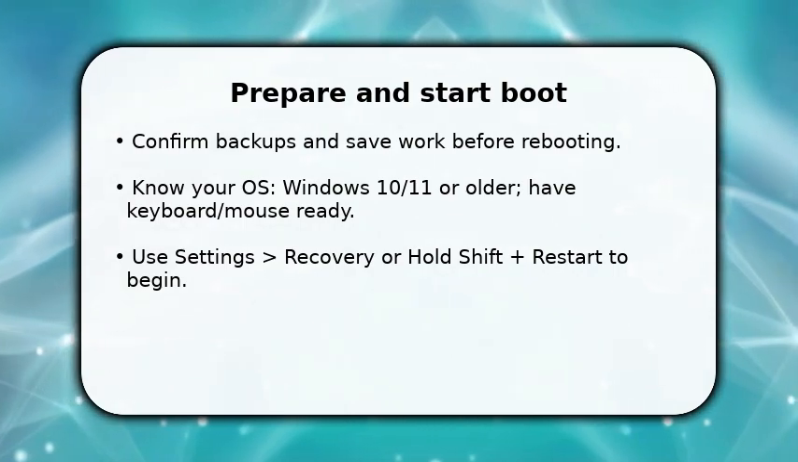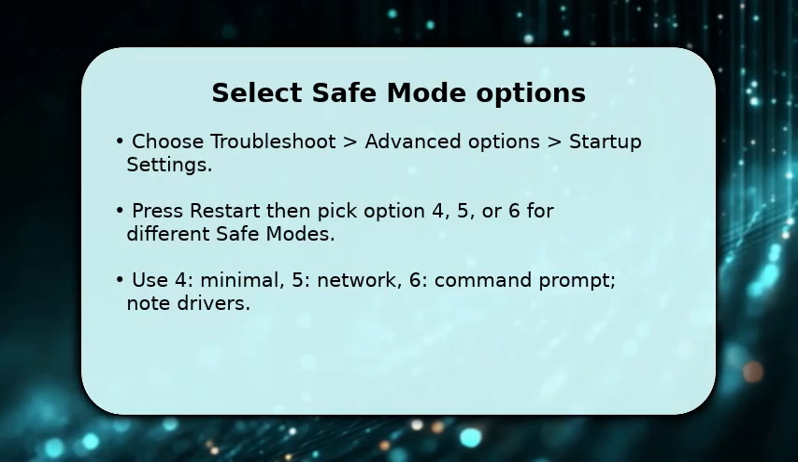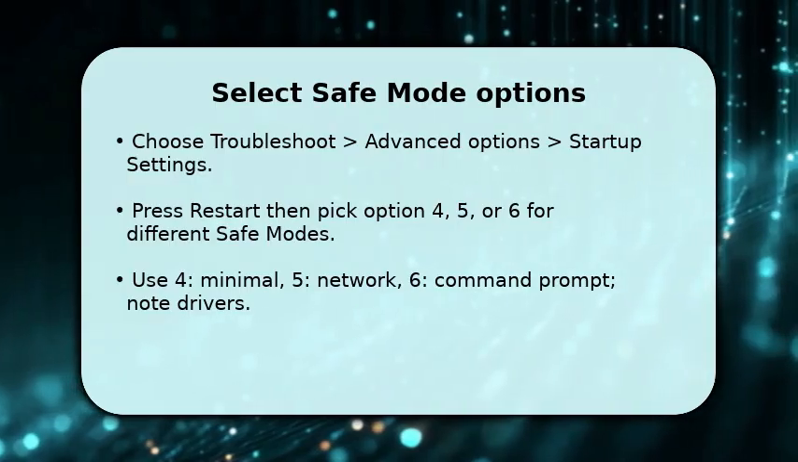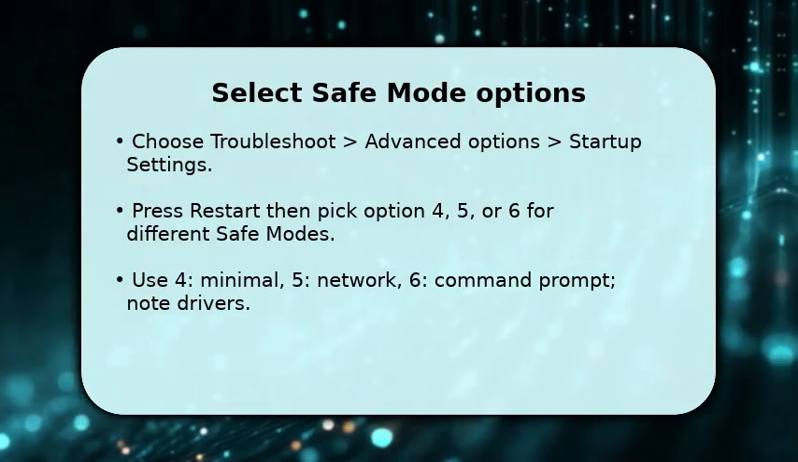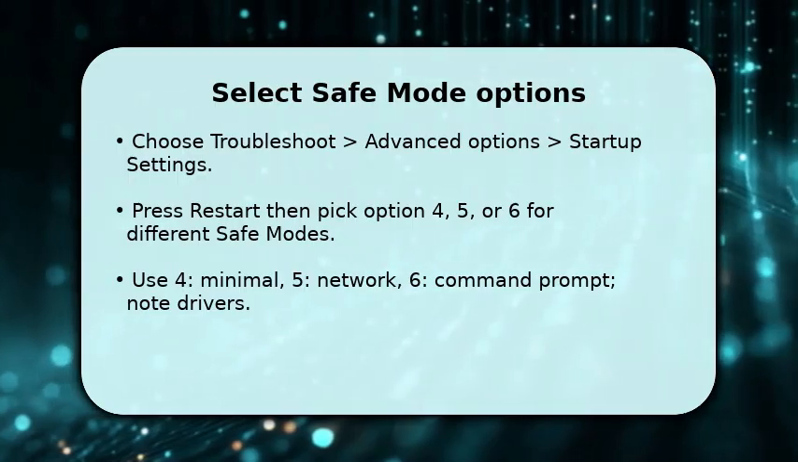You'll continue inside the Advanced options, where you select Startup Settings to enable Safe Mode options. After clicking Restart, a numbered menu appears. Press 4 for Safe Mode, 5 for Safe Mode with Networking, or 6 for Safe Mode with Command Prompt.